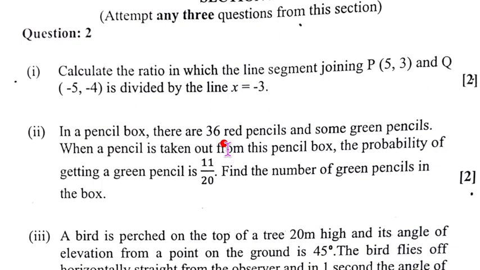Question number 2, second part. In a pencil box there are 36 red pencils and some green pencils. So some green pencils, we'll call them x. So the total number of pencils would be 36 plus x. When a pencil is taken out from this pencil box, the probability of getting a green pencil is 11 upon 20. Find the number of green pencils. Now if they say green pencils to find, you will call green pencils as x.